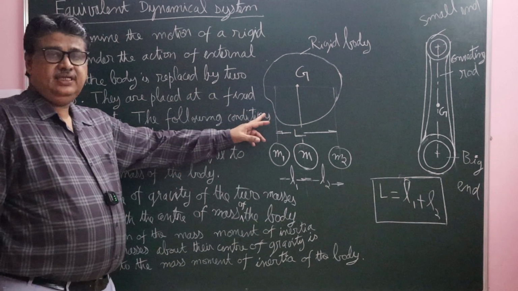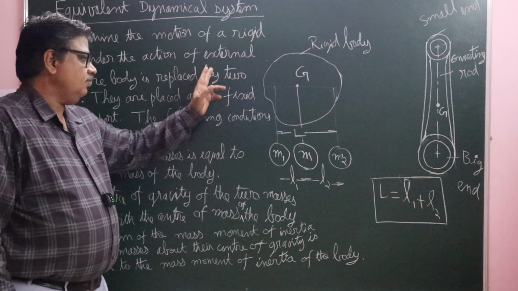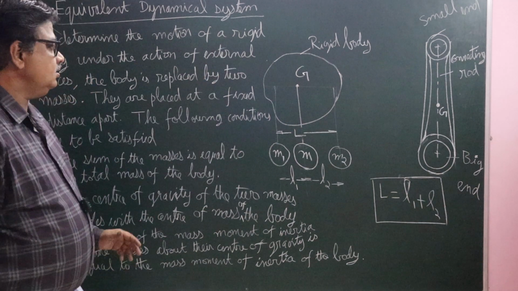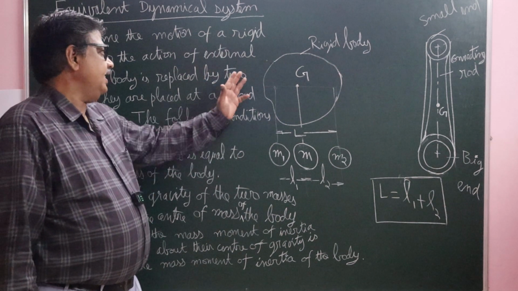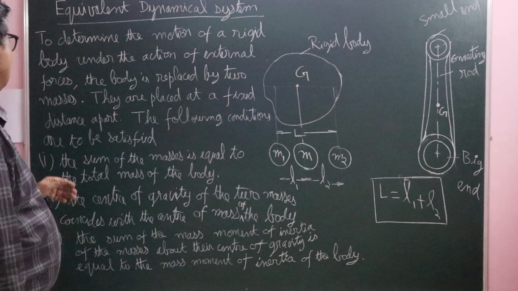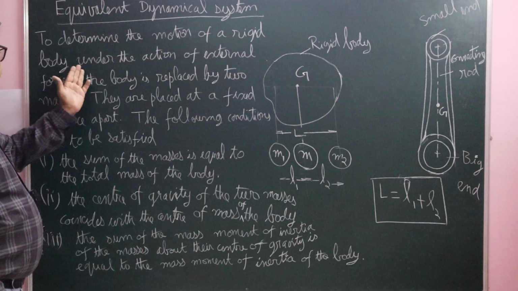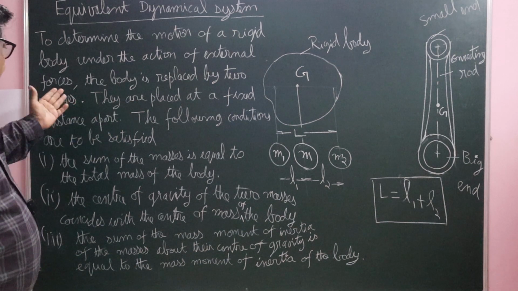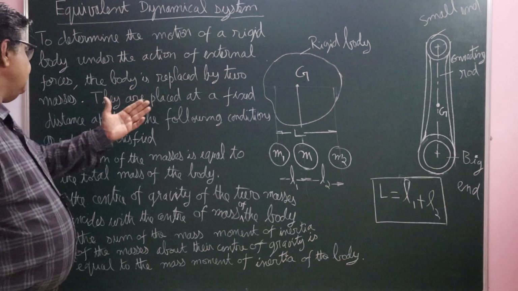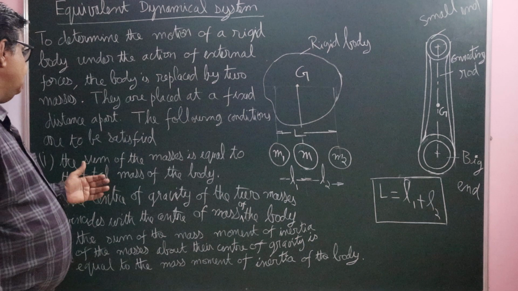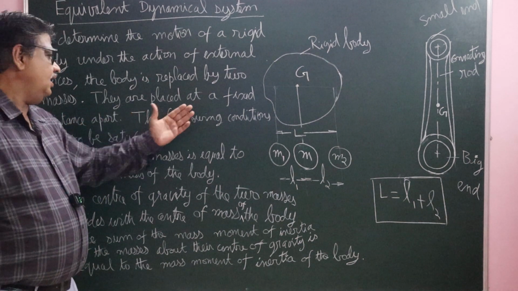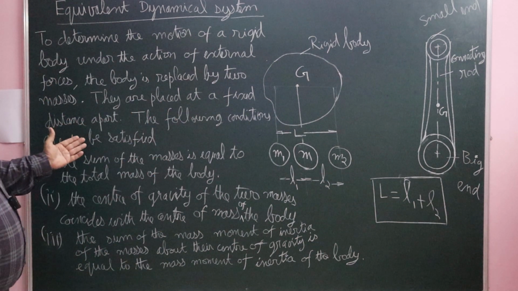Here, this is the rigid body. This is subjected to a lot of external forces. So to determine the motion of a body under the action of external forces, the body is replaced by two masses. They are placed at a fixed distance apart.